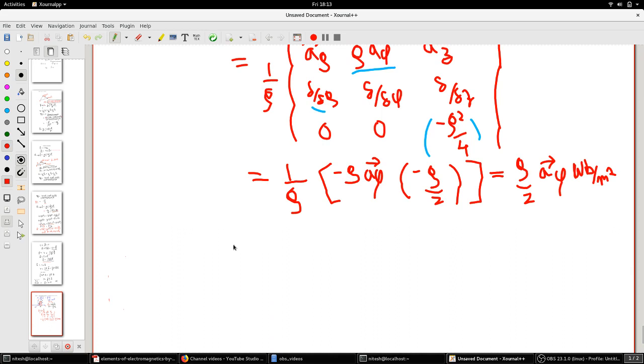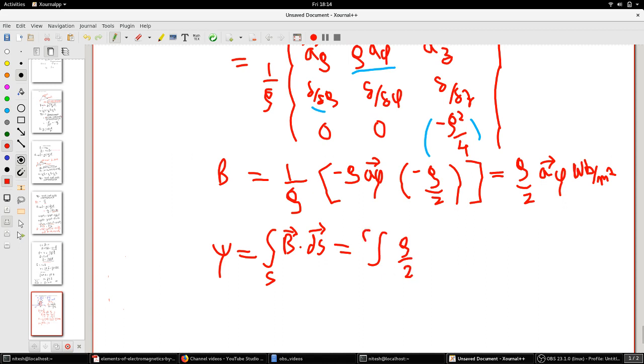So now we know what B is, and we already have the value of ds. So psi will be equal to the surface integral of B dot ds. Now you have B, which is rho by 2.